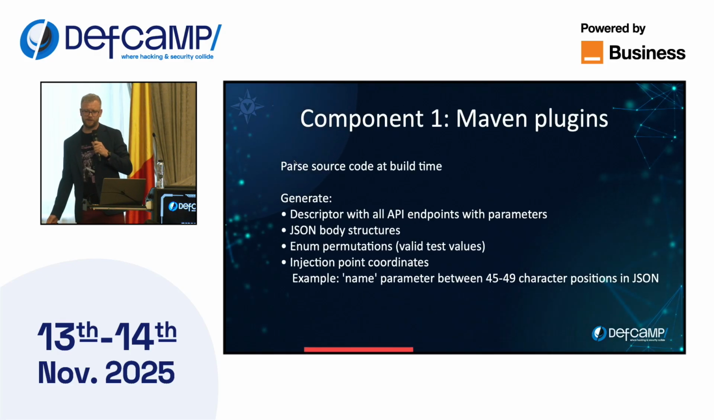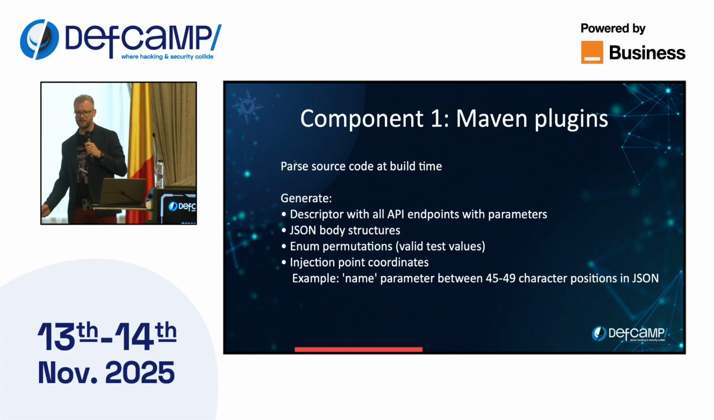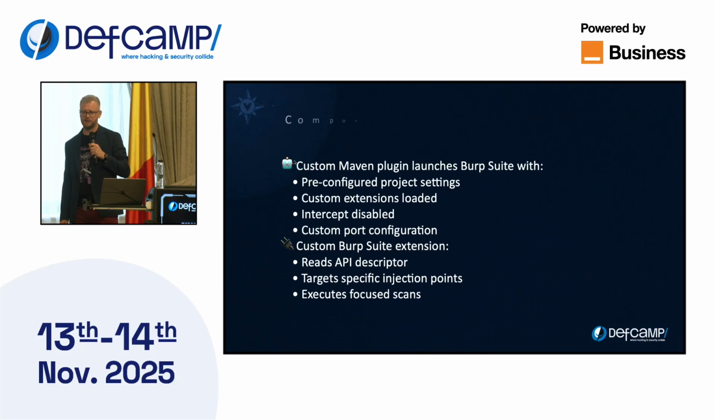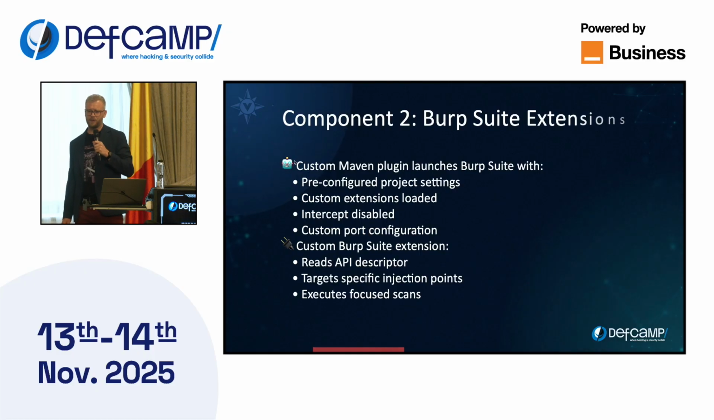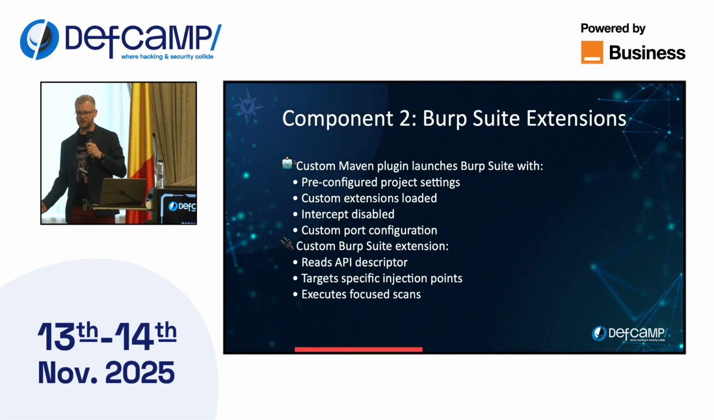So, the first component, I actually walk you through this. We have generated the API endpoints, the parameters, the enum permutations, and the payload positions. Then on component 2, the extensions, the Maven plugin that launches Burp Suite, and so on and so forth.